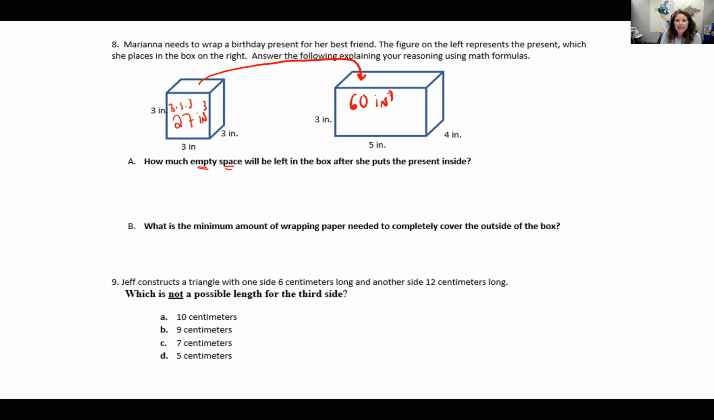So how much is left in math? That means we're going to subtract. So 60 cubic inches minus 27 cubic inches is 33 cubic inches. That is the right answer.